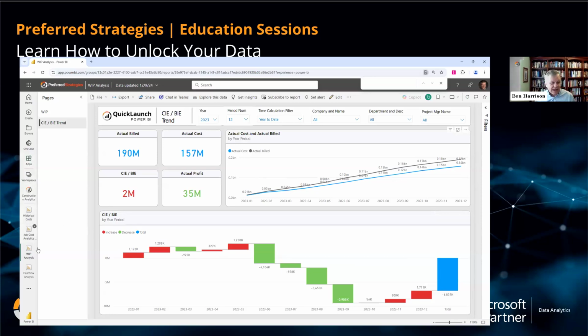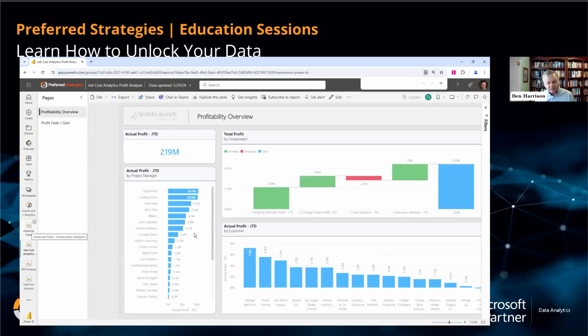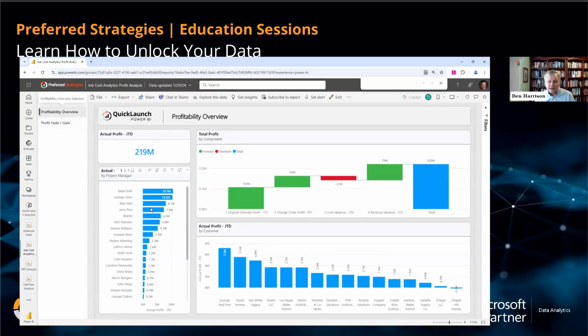The next thing I wanted to look at was a profit analysis. So I'm going to go to my next report. In this case, I wanted to look at where profit comes from. What I've built in this report is I've put profit into 4 components. Total profit is 220 million in this case, job to date, for a set of active jobs. And that profit comes from 4 places.